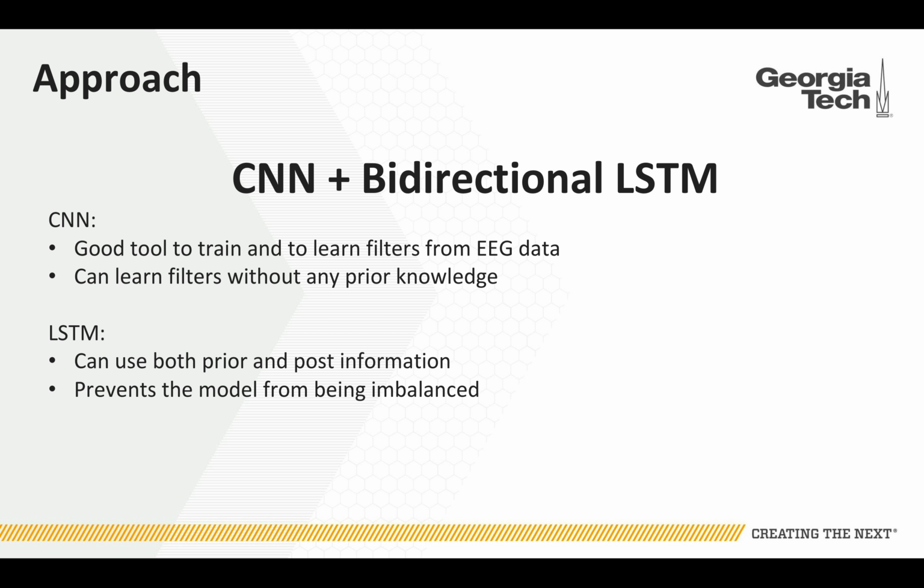So, approach. We implement both CNN and bidirectional LSTM approaches for our project. The CNN is very useful to train and learn filters from EEG data, as well as to extract time invariance features. And the bidirectional LSTM is a good way to carry out time series prediction because it can use both prior and post information, and it can prevent the model from being imbalanced.